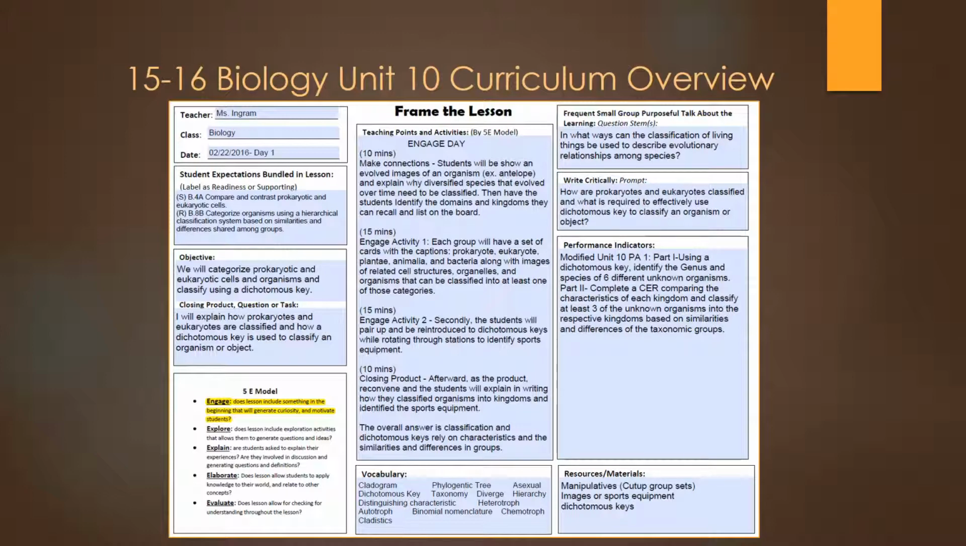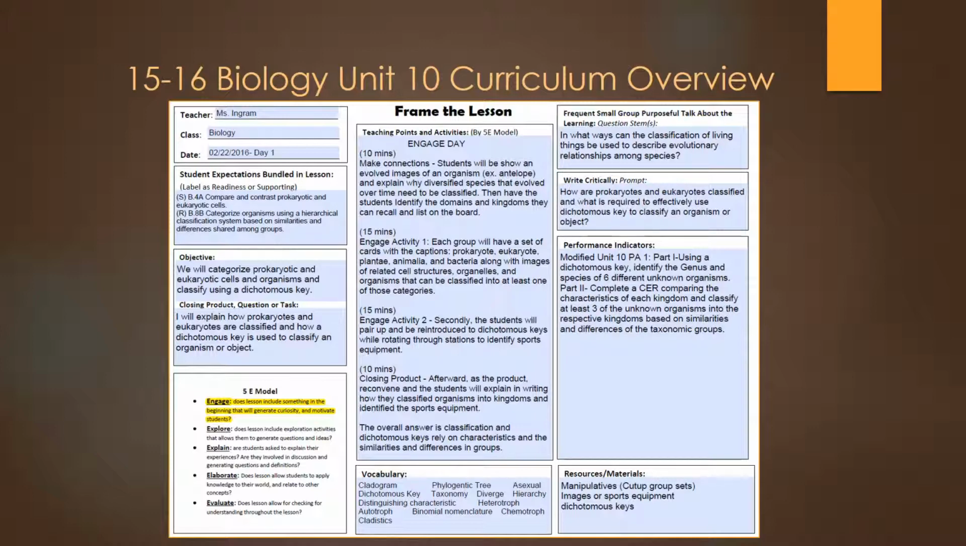The first activity I would have them do is each group would have a set of cards, and those cards would have the captions prokaryote, eukaryote, plantae, animalia, and bacteria. Coinciding with those captions, you will have different images related to cell structures, organelles, and animals that can be classified into at least one of those categories. The students will get approximately 10 to 15 minutes and will have to categorize those different cell structures or organelles or organisms into the proper category.